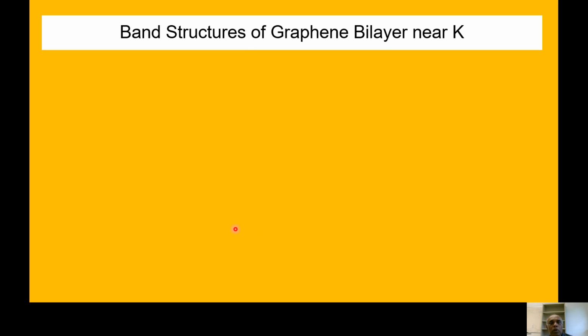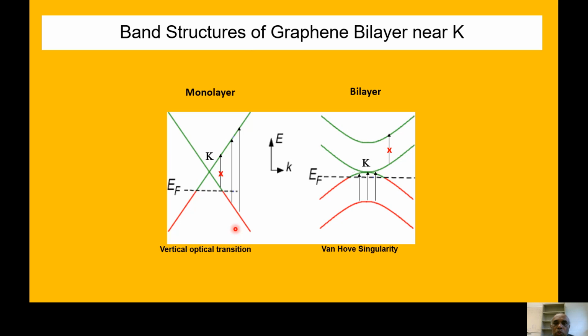Then a little bit about the band structure of bilayer graphene. Suppose this is a monolayer, right? You have just a simple Dirac cone. This is the Fermi energy here, which means these are all filled and these are all unfilled, unoccupied states. You can always move from occupied to unoccupied.